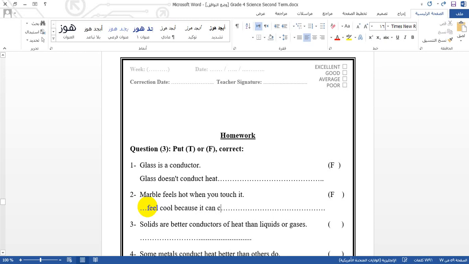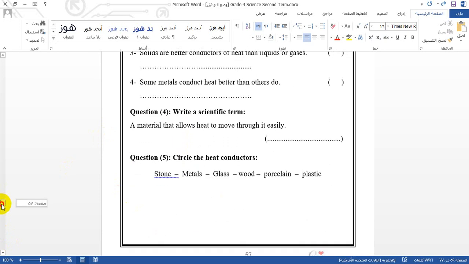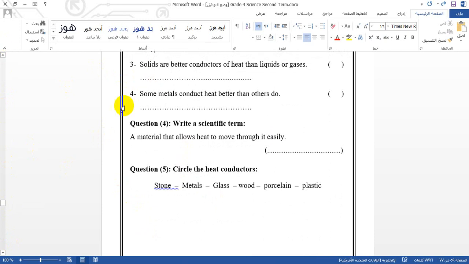Conduct heat away from your body. I know we take a long time solving the questions here, but believe me, it is to understand everything well. So, solids are better conductors of heat than liquids or gases. This one is true.